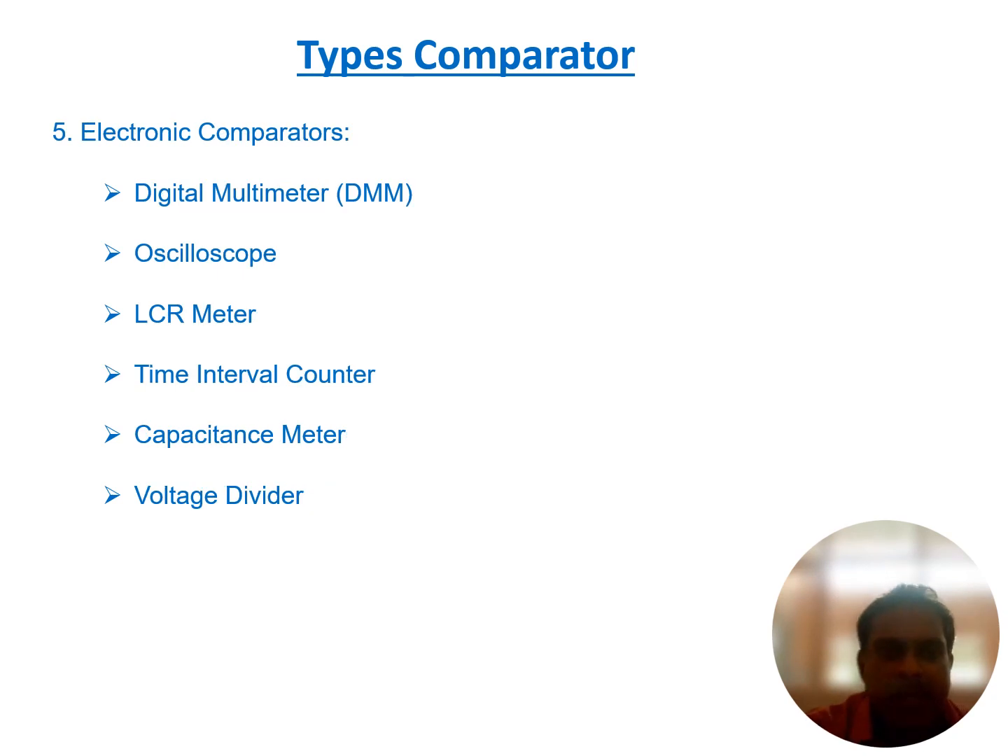Next, the fifth type is the electronic comparator. It is also divided into some types, such as digital multimeter or oscilloscope, LCR meter, time interval counter, etc.